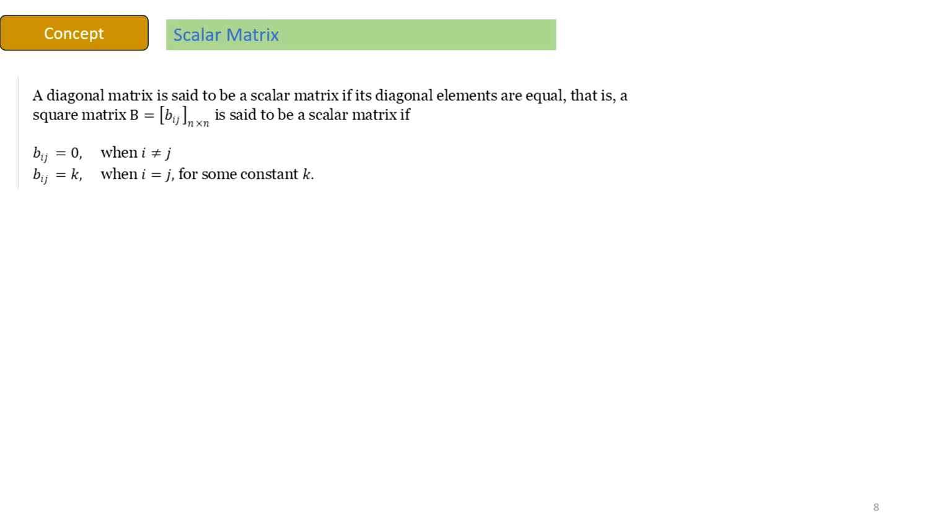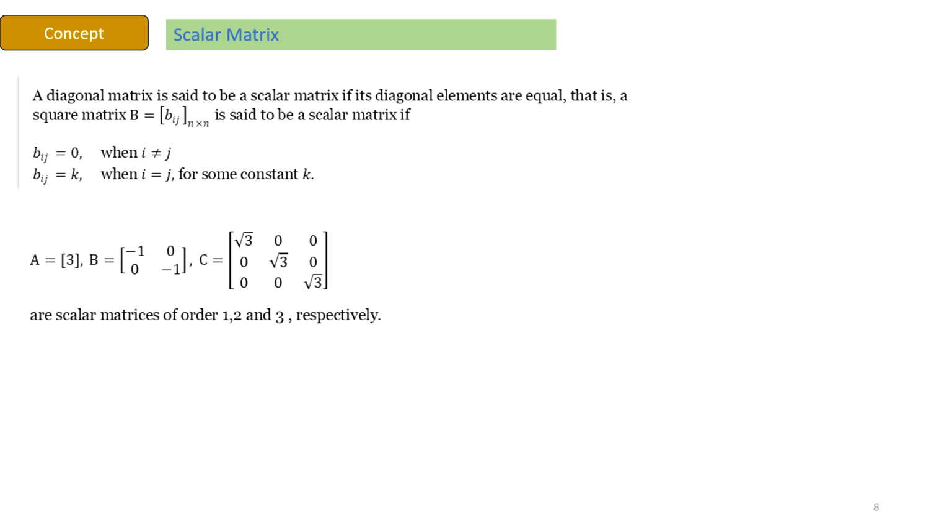For example, in a 3 by 3 matrix, B11, B22, B33 are equal and the rest of the elements are 0 in a scalar matrix. Examples of scalar matrices of order 1, 2, and 3 respectively.